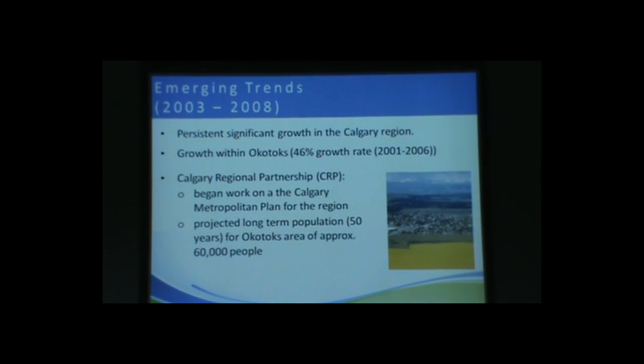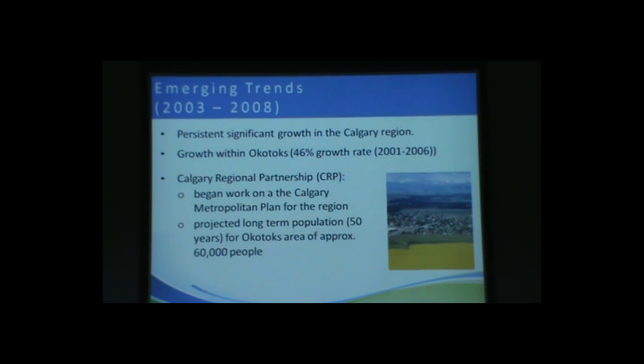Around 2003, we saw a number of emerging trends that have affected Okotoks' growth plan. We saw persistent, significant growth in the Calgary region. That wasn't isolated to Okotoks; we saw it throughout the region. Of course, Okotoks was one of the communities that grew rapidly during this period, and between 2001 and 2006, Okotoks' growth rate was a 46% increase.